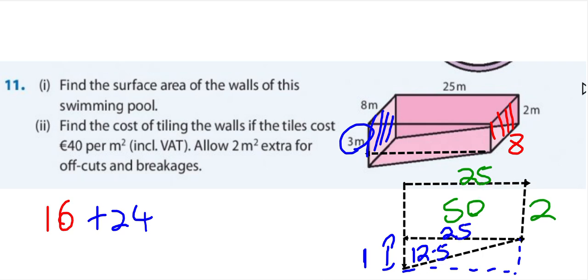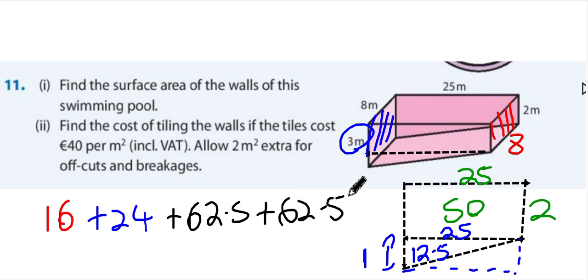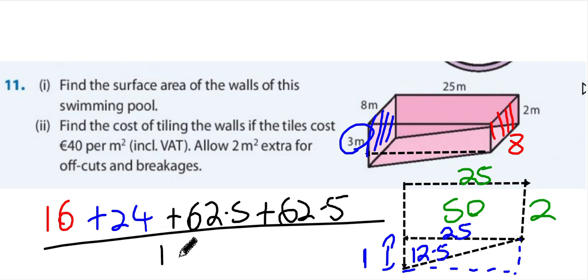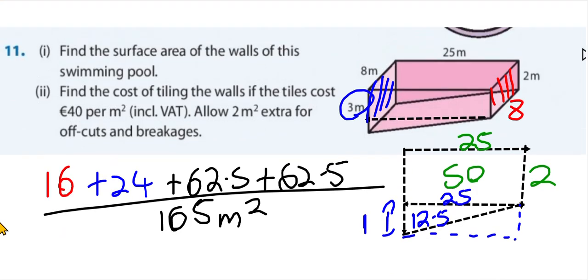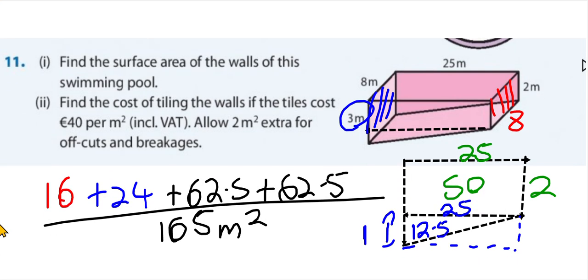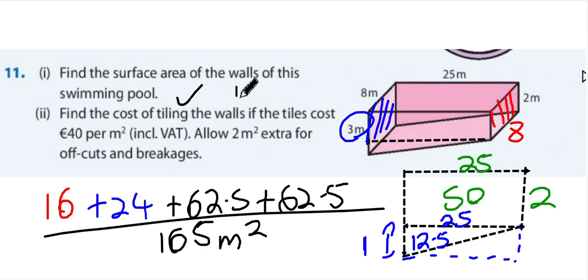Add the two numbers together. How many of them is there? 2 of them. So add all that together. How much? 165 meters squared. Okay. 165 meters squared, yeah? Done.